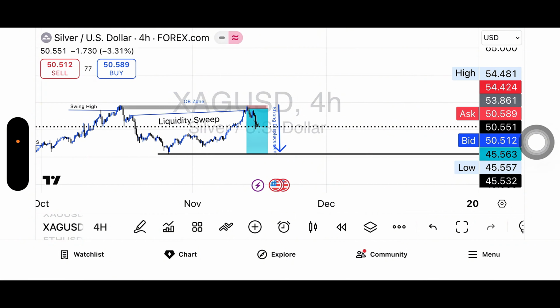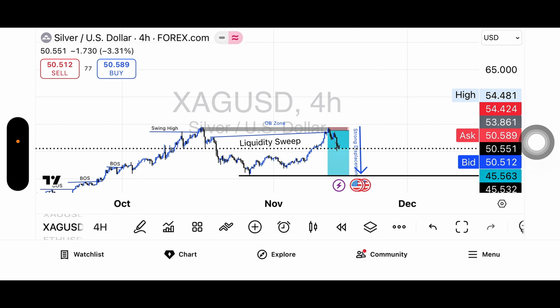This is on a 4 hours time frame, and I'll be holding this swing trade after price swept liquidity and tapped into my bearish order block. So guys, you can see this market has a break of structure.